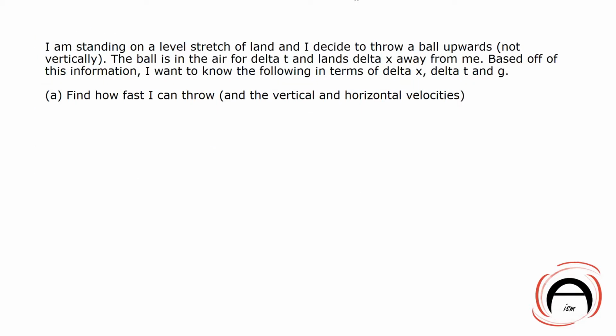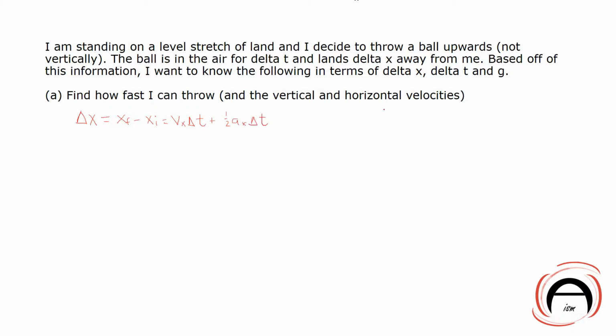So it wants to know how fast I can actually throw. So that just means our velocity. So I'm going to start off just writing down my kinematic equations. So delta x is equal to, this delta just means change in x. So the final x position minus the initial x position is equal to our velocity in the x direction, delta t, plus 1/2 ax delta t squared.